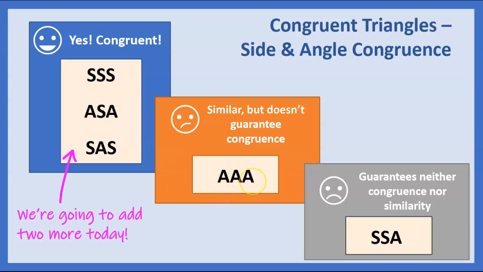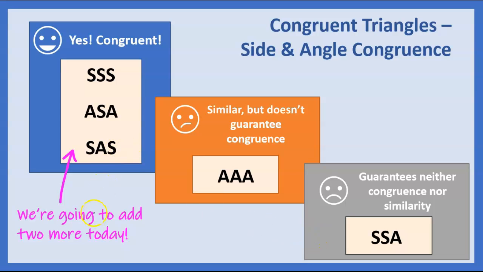AAA we remember as our only similar one. That's the one we can scale up and down. And this one, SSA, one way to remember this is not a congruence rule, is that it's the only one that makes a naughty word that we shouldn't say in class if you read it backwards. So you can remember that's the one that we don't want to include in class and we don't want to include in our congruence rules.